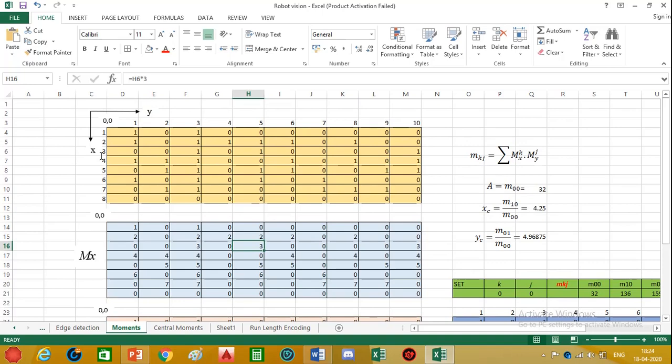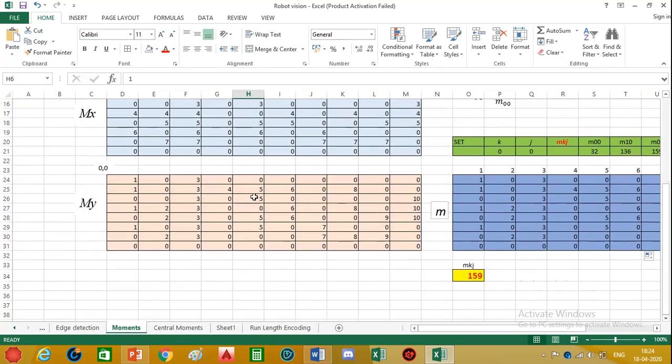In a similar way, for the cell 3,5, the distance from the origin along y-axis is 5 and intensity is 1. Hence, the moment is 5 into 1, that is 5. The matrix My is thus prepared by evaluating the moments corresponding to y-axis for all pixels.